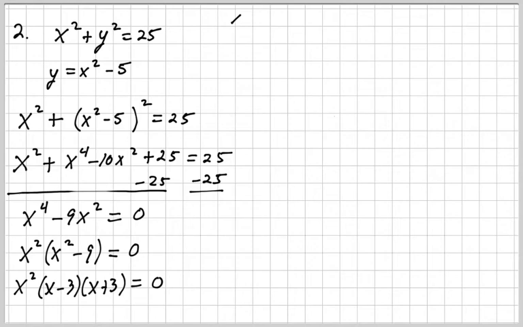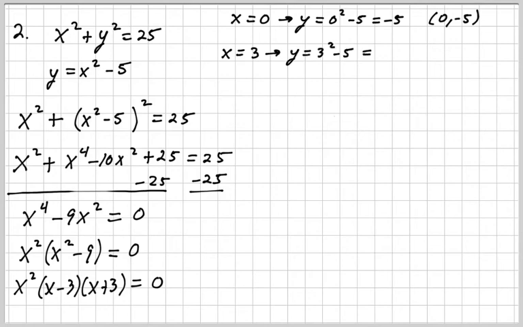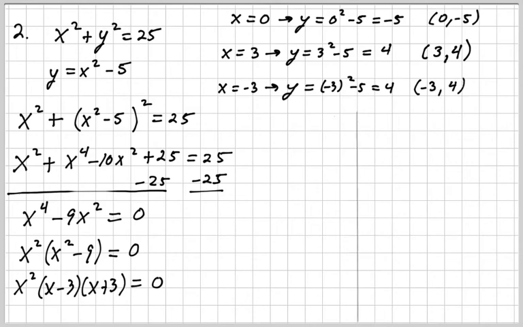Okay, so x is equal to 0. That's going to give us y equals 0 squared minus 5, which is minus 5. So it gives us the first intersection at 0 and negative 5. And then x is equal to 3. That gives us y equals 3 squared minus 5. So that's going to be 9 minus 5, which is 4. So that gives us the ordered pair 3, 4. And then finally x is equal to negative 3. That's going to be y equals negative 3 squared minus 5. So that's going to be 9 minus 5, which is 4 again. So it gives us the ordered pair negative 3 and 4.